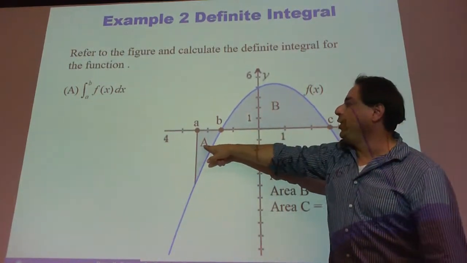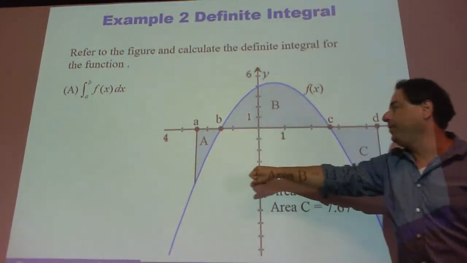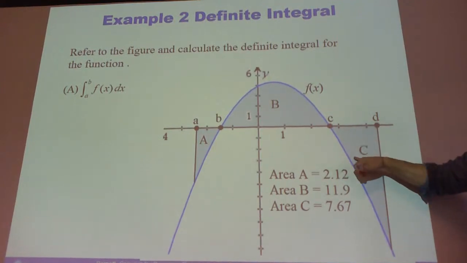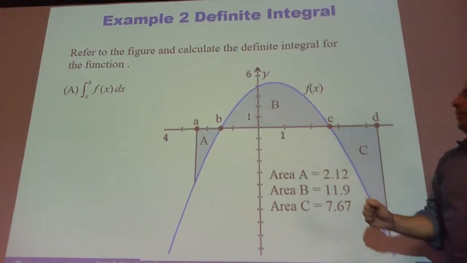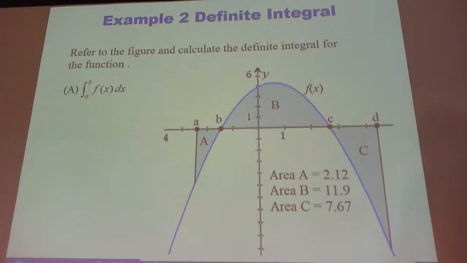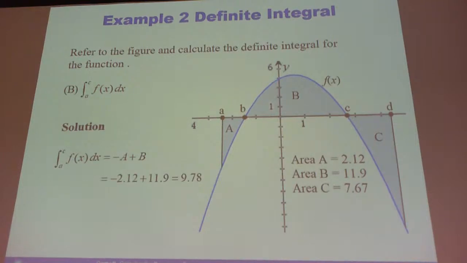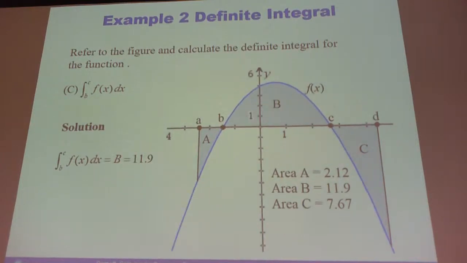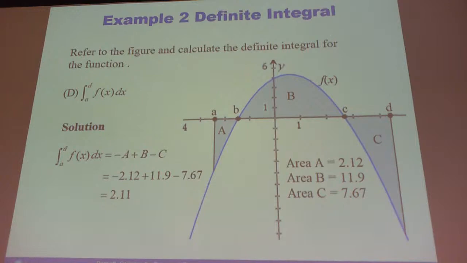But in this case, it's below the x-axis. We'd make that negative. Below the x-axis, we'd make that negative. And then above the x-axis, we make it positive. So when you find the three areas and you add them up, remember, all the ones that are below the x-axis, we'd make negative. Above, we'd make positive. So when you add them up, you'd get an area of 2.11.